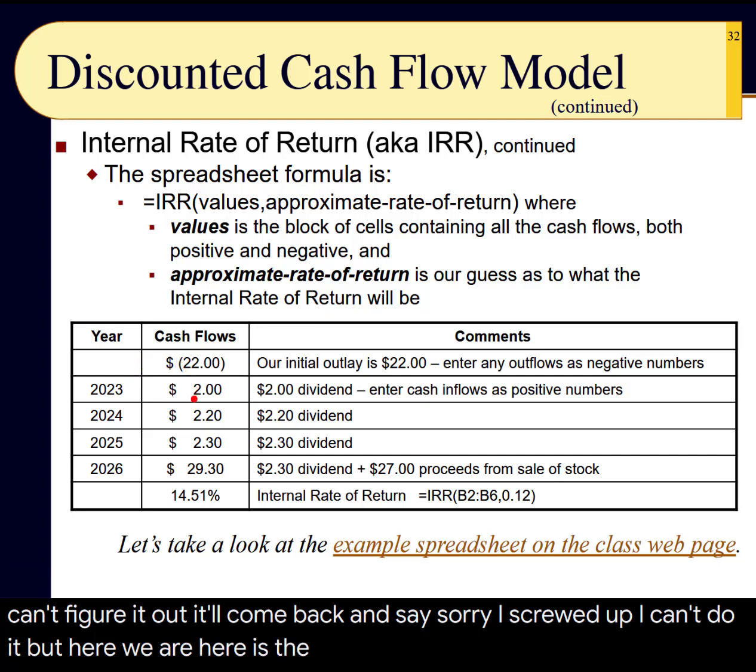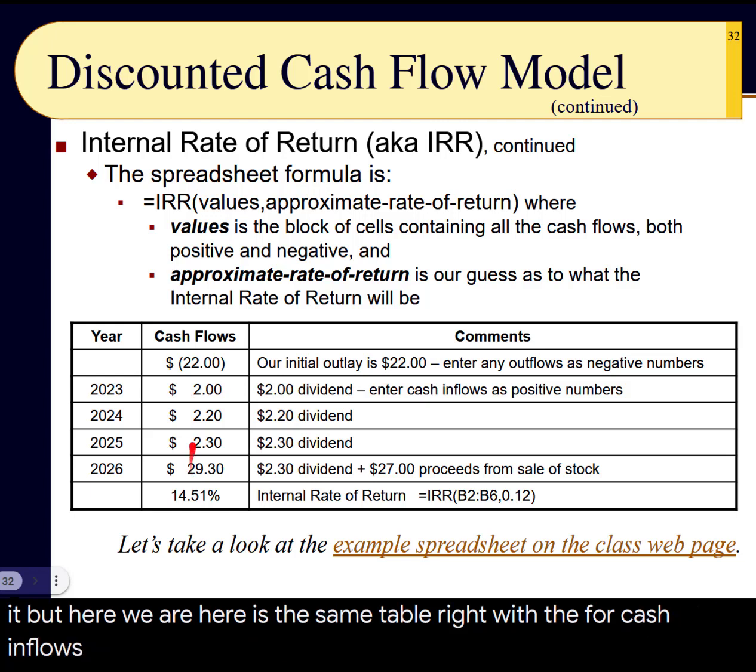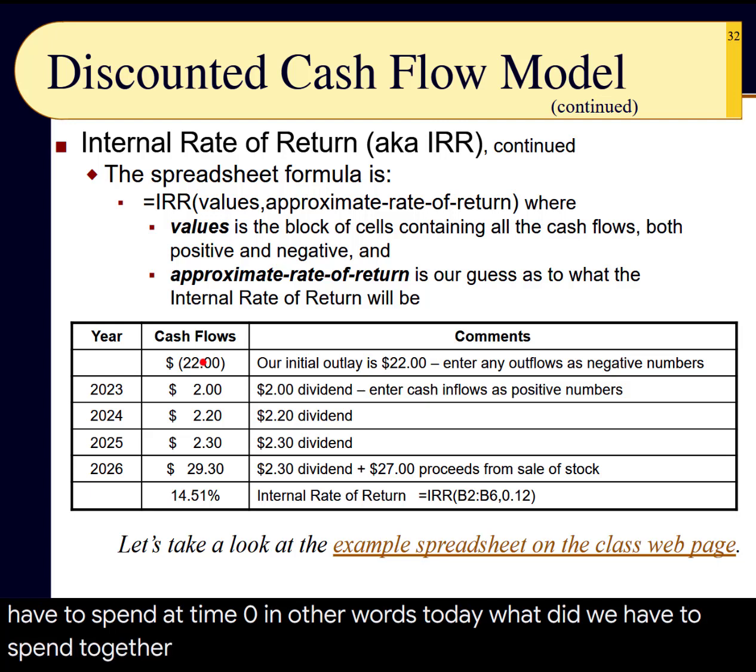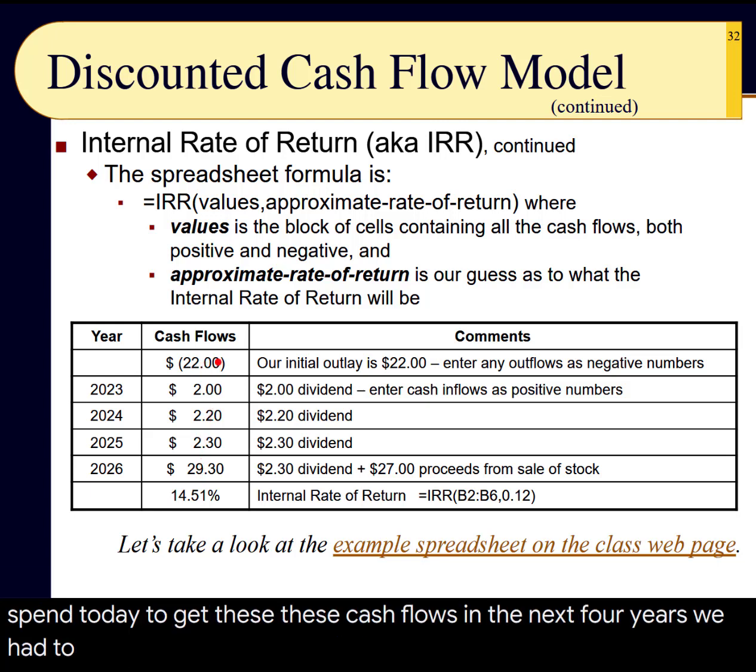Here's the same table, right? With the 4 cash inflows. But we also have to include the initial outlay. How much did we have to spend at time 0? In other words, today. What did we have to spend today to get these cash flows in the next 4 years? We had to spend $22. So you have to include that in the formula.